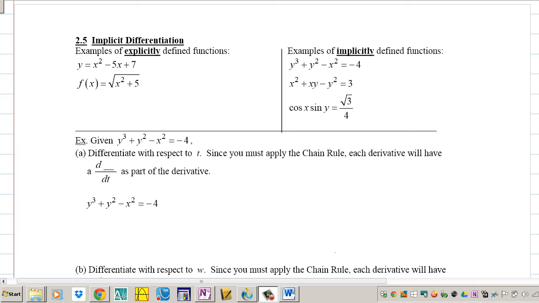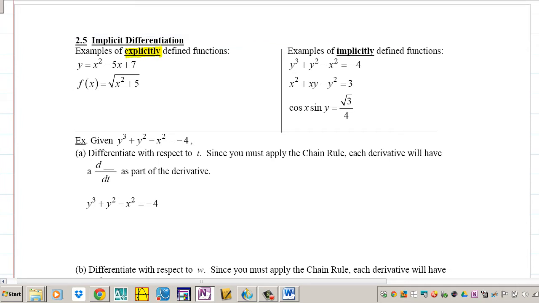Hey guys, welcome to 2.5 Implicit Differentiation. In this lesson, this is an introduction. So in this lesson, you guys are going to be able to know what the difference is between an implicit and an explicit defined function is. So let's go ahead and talk about explicit functions.